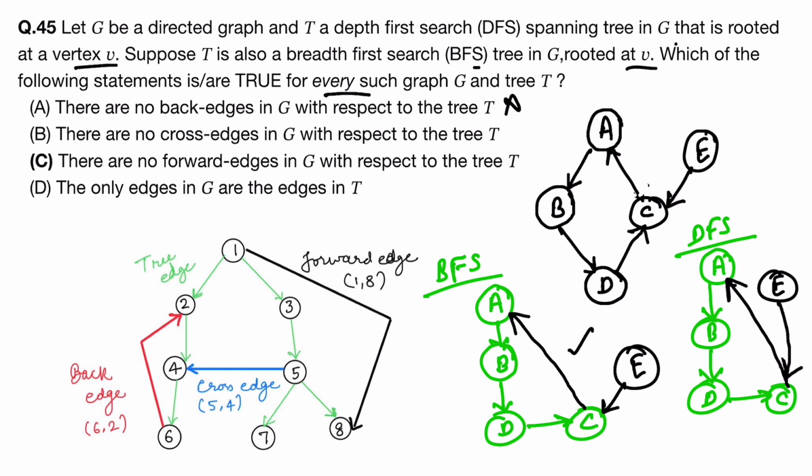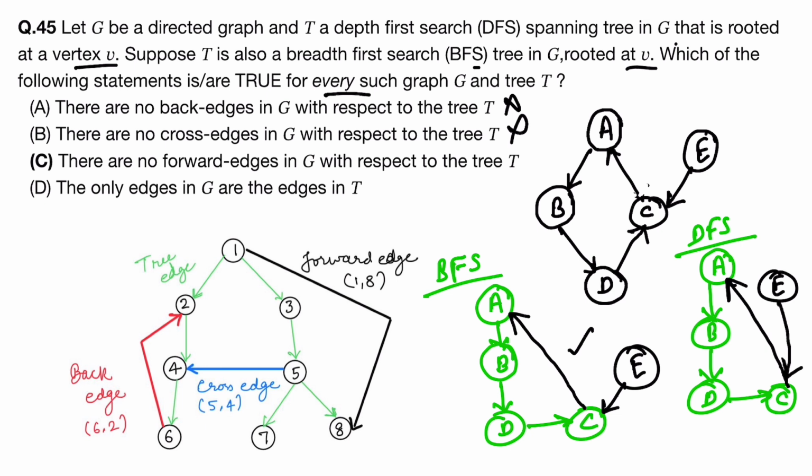Cross edge, if there is no common ancestor or descendant. So for E and C, there is no common ancestor or descendant. So this is cross edge. There is no forward edge. Forward edge means from any node to its descendant node. So we are not going directly from any node to its descendant node.